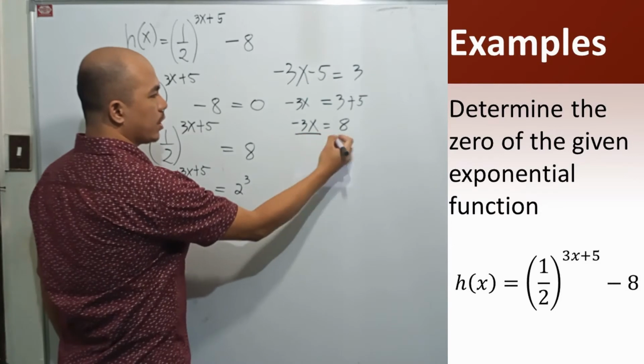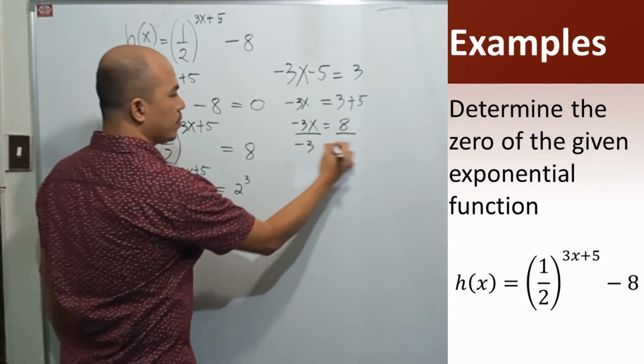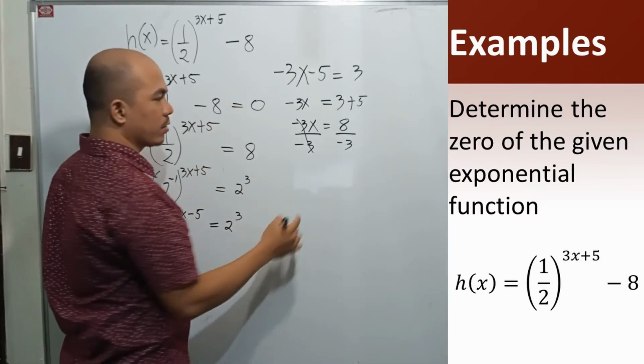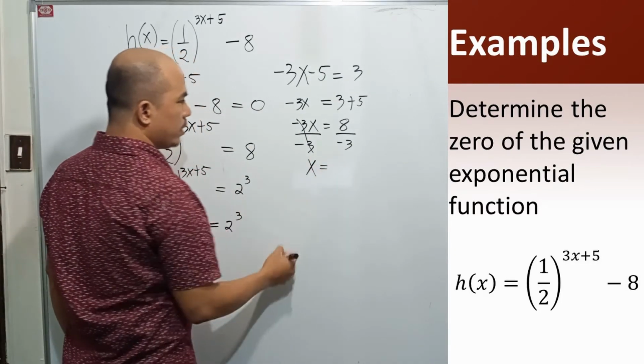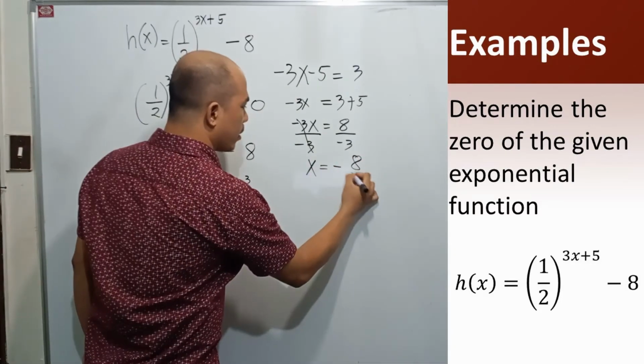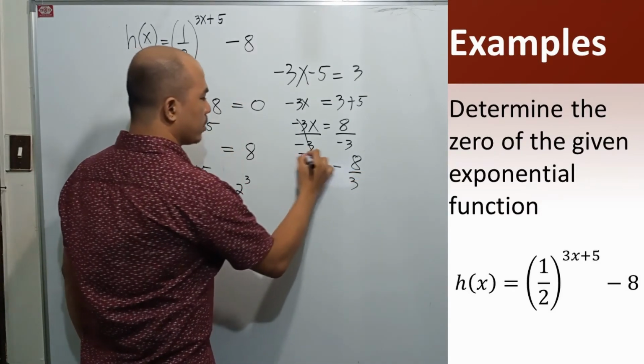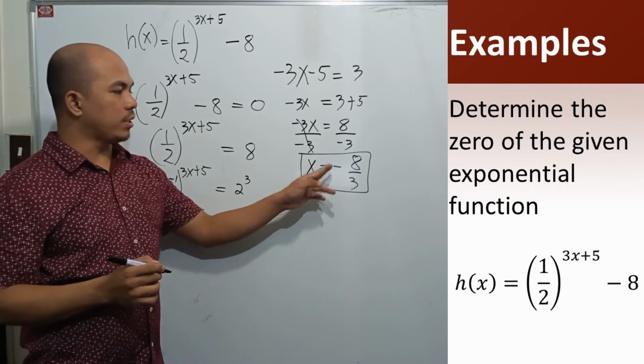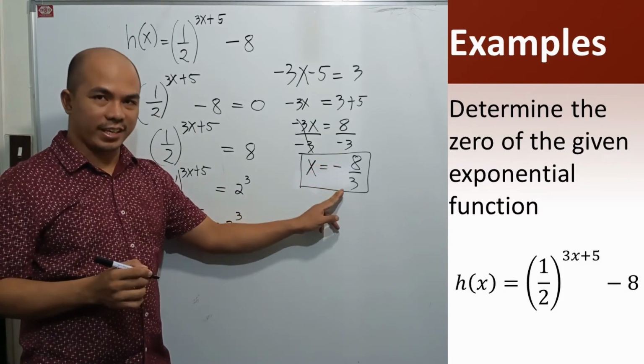And then divide both sides by negative 3. So ito ay na-cancel, it becomes 1. Okay? So x equals negative 8 over 3. So that means our zero is x equals negative 8 over 3.